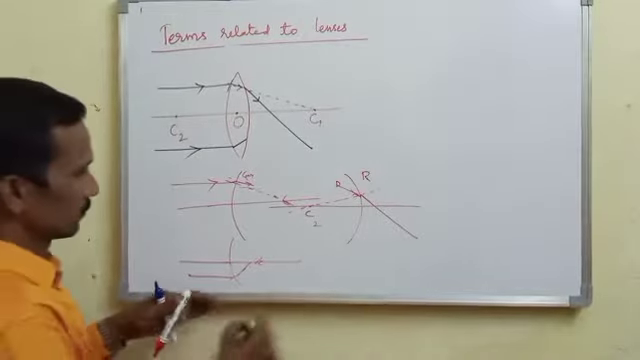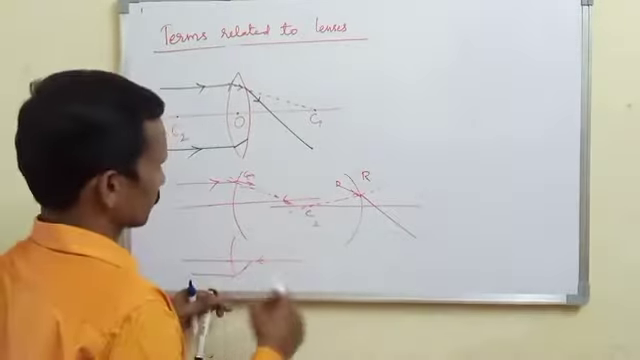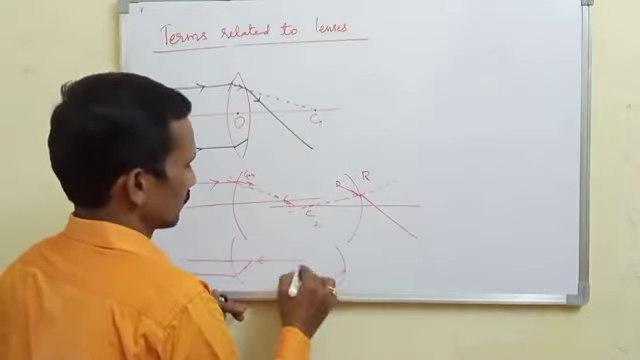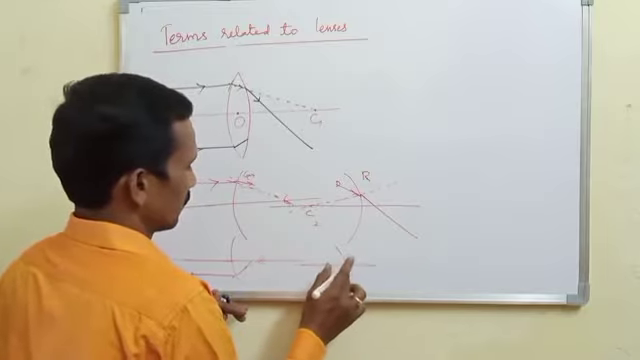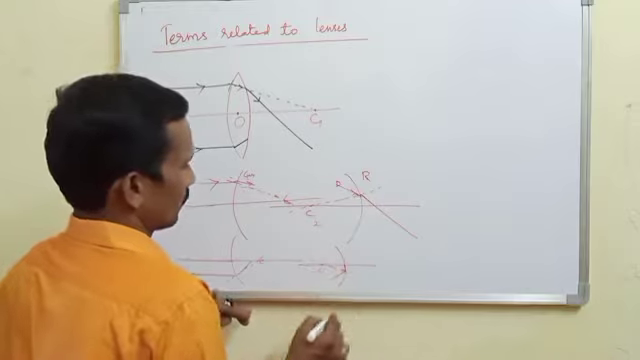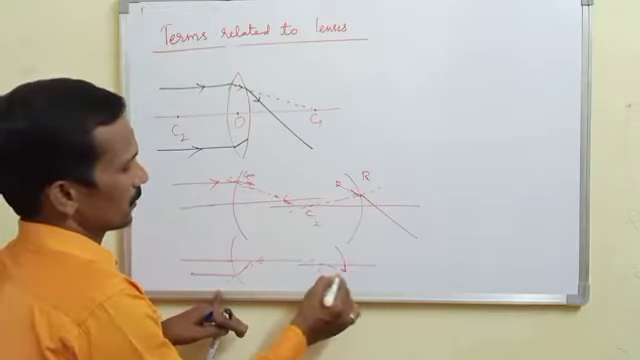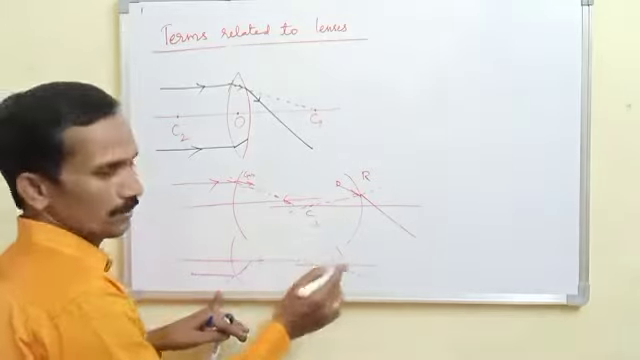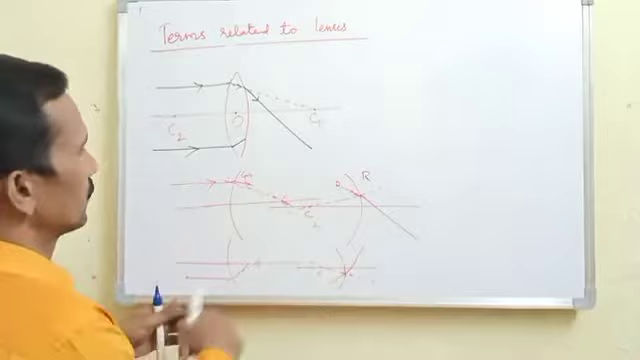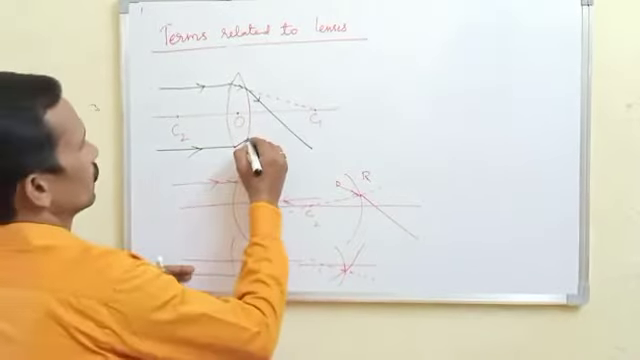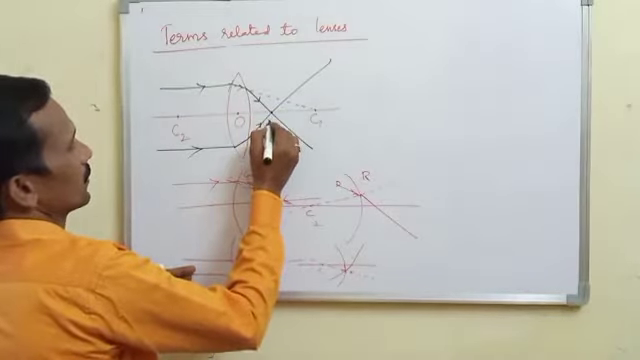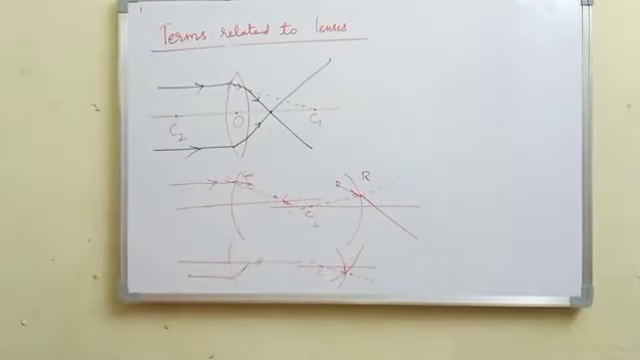Then this is another surface, and it moves like this. For this, it is the center of curvature. Next, from denser to rarer, it moves away from the normal. The normal is here, and it moves away from the normal like this. So the light ray bends again here like this. This is how refraction takes place.